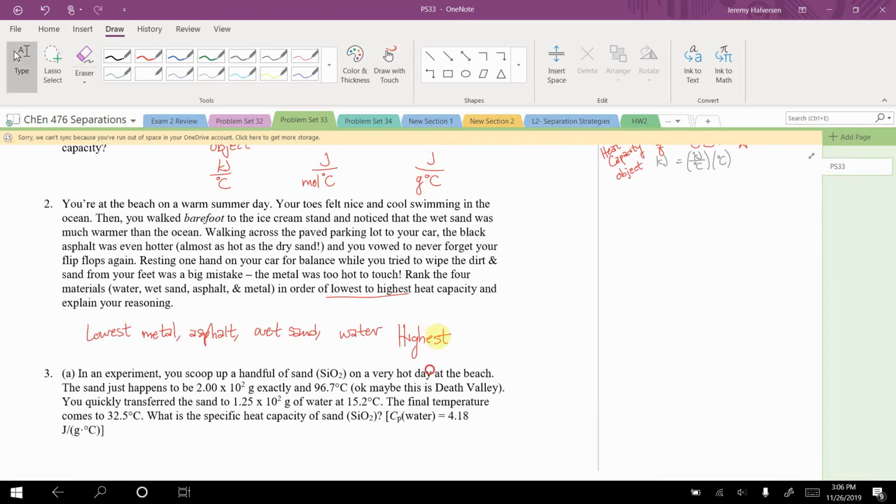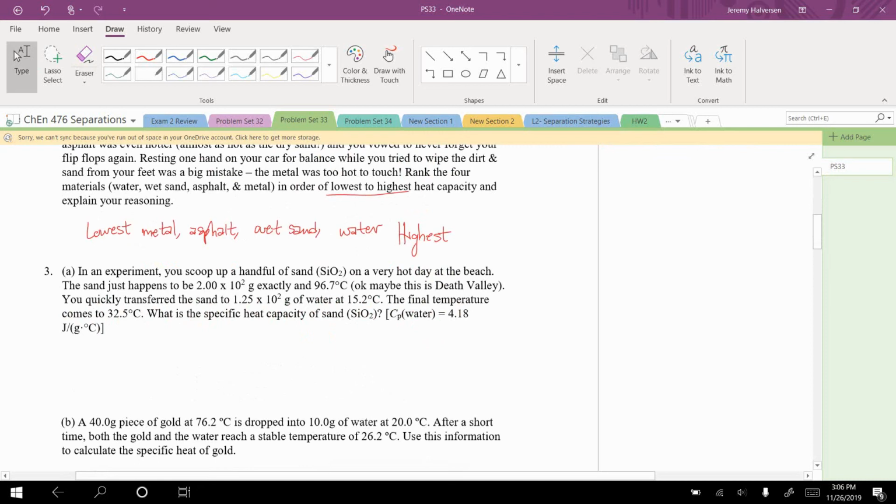All right. In an experiment, you scoop up a handful of sand on a very hot day at the beach. The sand happens to be that many grams exactly and 96.7 degrees Celsius. That's very hot. You quickly transferred the sand to 1.25 times 10 to the second grams of water. At that temperature, final temperature comes to 32.5. What's the specific heat capacity of the sand?